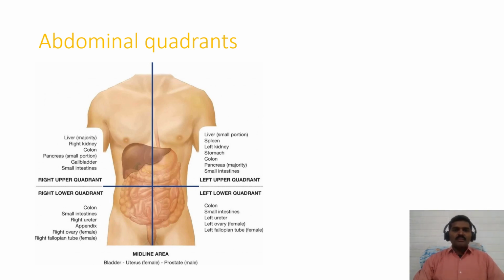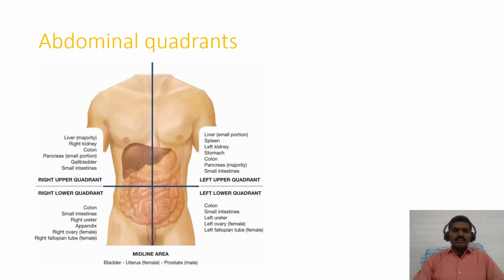The majority is the spleen under the costal margin, left kidney, stomach, colon, and pancreas. The majority of the portion is occupied by the pancreas, and loops of small bowel are present. Right lower quadrant: mainly the colon, parts of the small intestine, along with the ileocecal junction and the appendix, the right ureter, right ovary and right fallopian tube in females. Left lower quadrant contains colon, small intestines, left ureter, left ovary and the left fallopian tube in females.